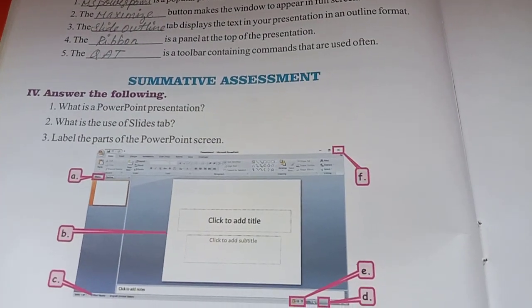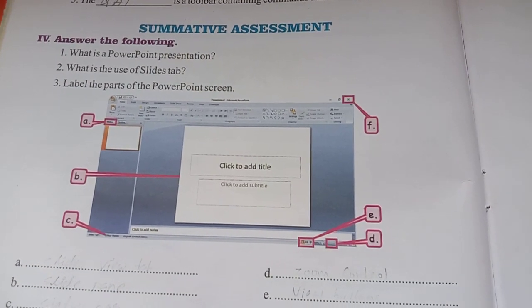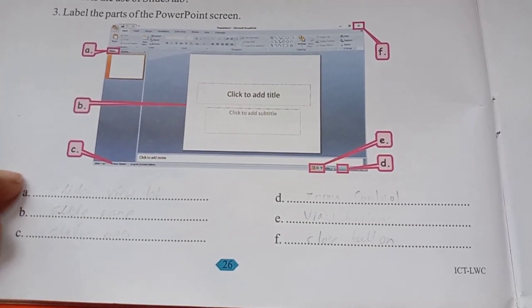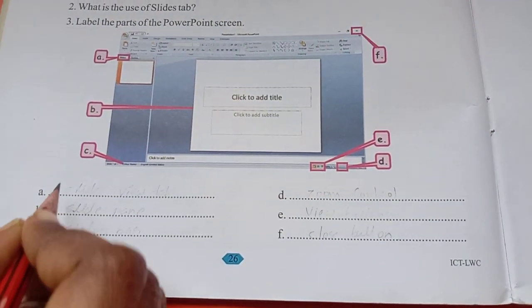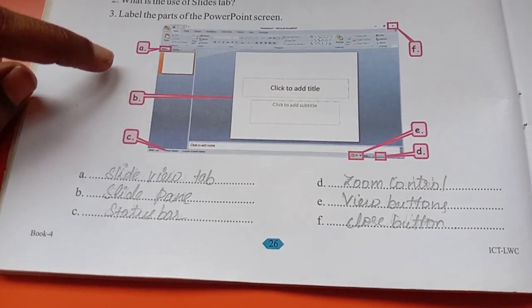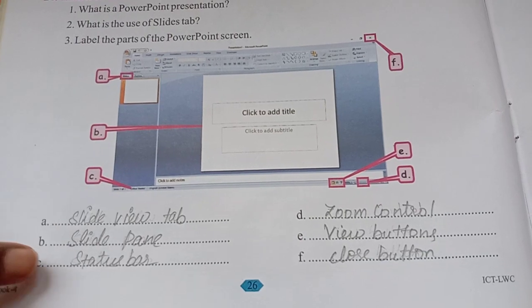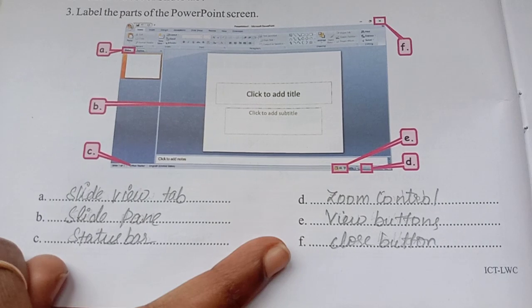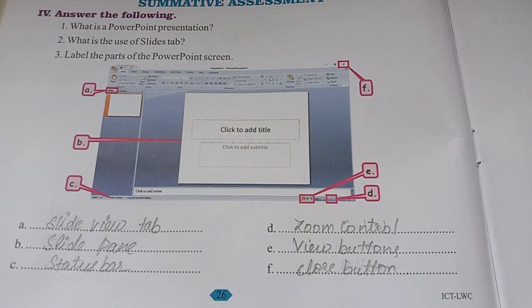And next, in Answer the following, we are not going to write the third question in our classwork because it is a labeling question, so we are going to write directly in our textbook, and only the remaining 4 questions we are writing in our classwork. First is slide pane view. A1 is slide view tab, second B is slide pane, third is status bar, fourth one is zoom control, fifth one is view button, sixth one is close button. Don't write the third question in your classwork, only the remaining 4 questions we are going to write.